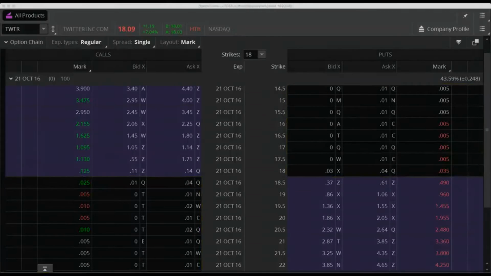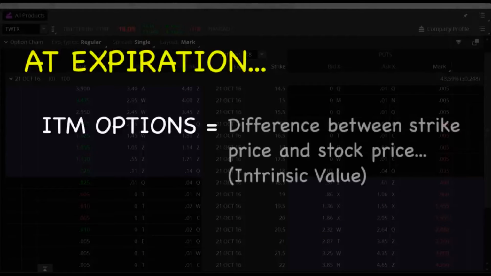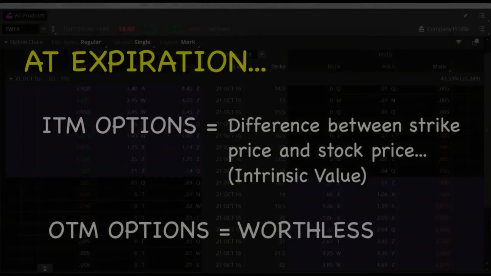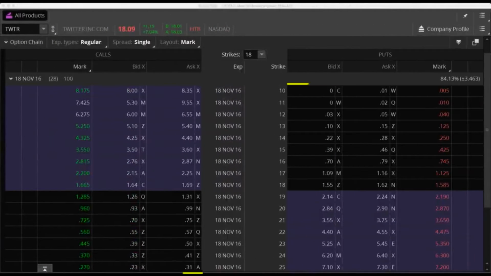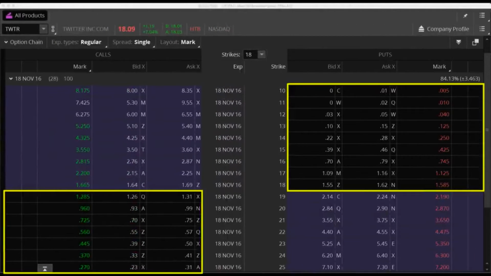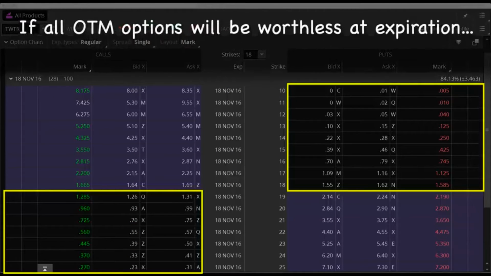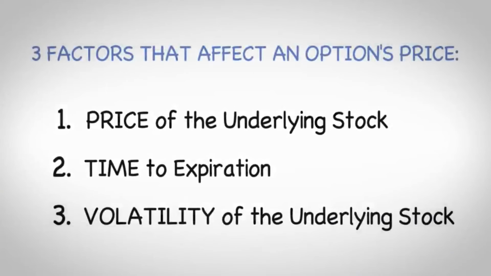So just to recap real quick, at the expiration date, in the money options will be worth the difference between the strike price and the stock price, and all out of the money options will be worthless. But let's look at the options that are not yet about to expire. You can see that even the out of the money options still have value. So if all out of the money options will be worthless at the expiration date, then why do they have value now? This leads us into our next point, which is time to expiration.